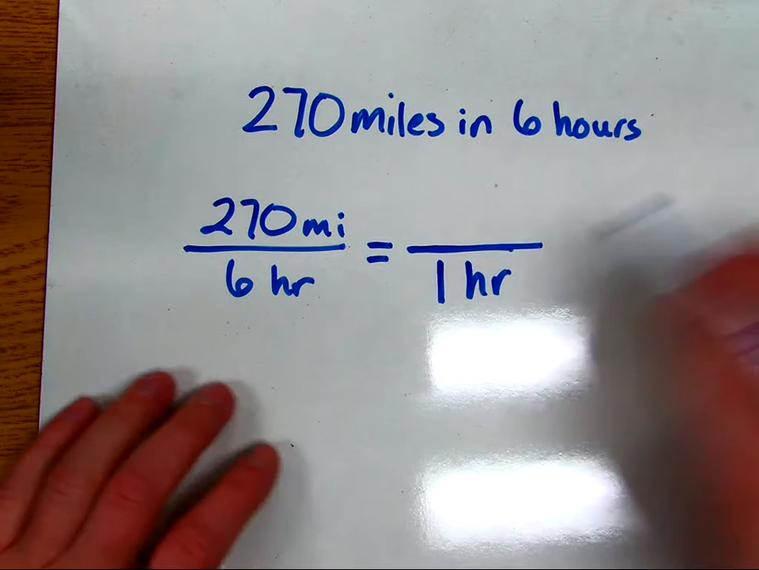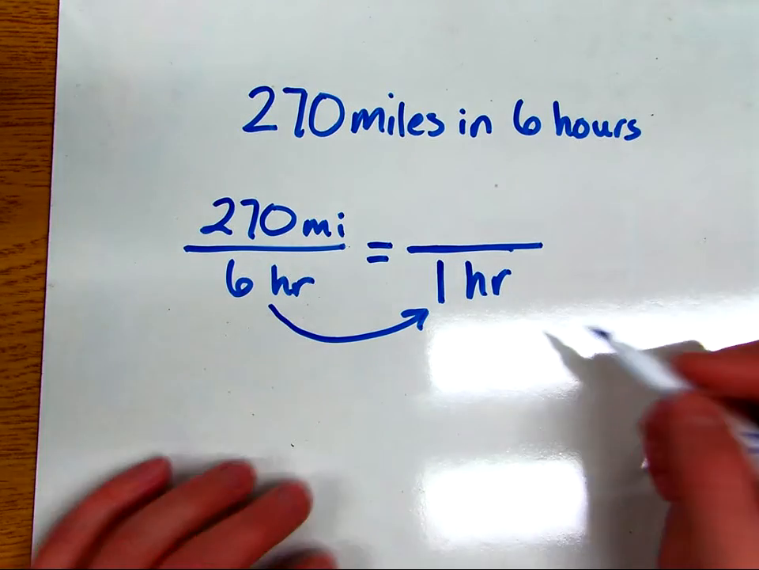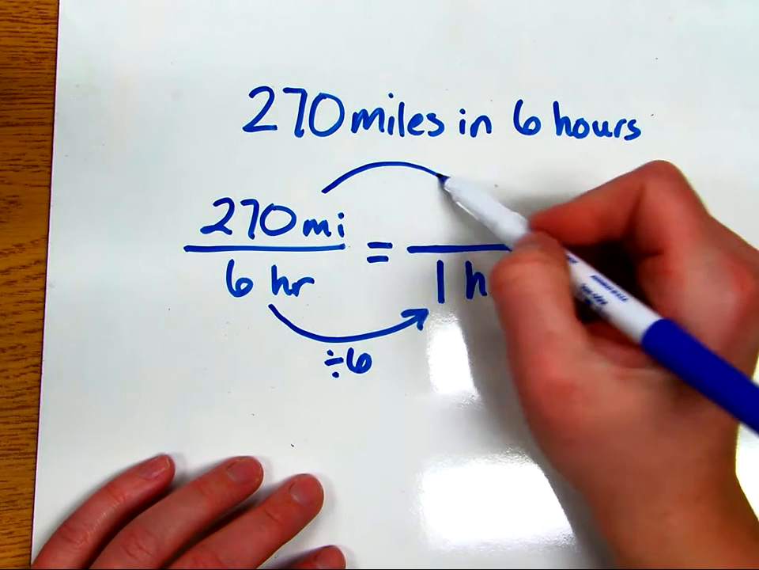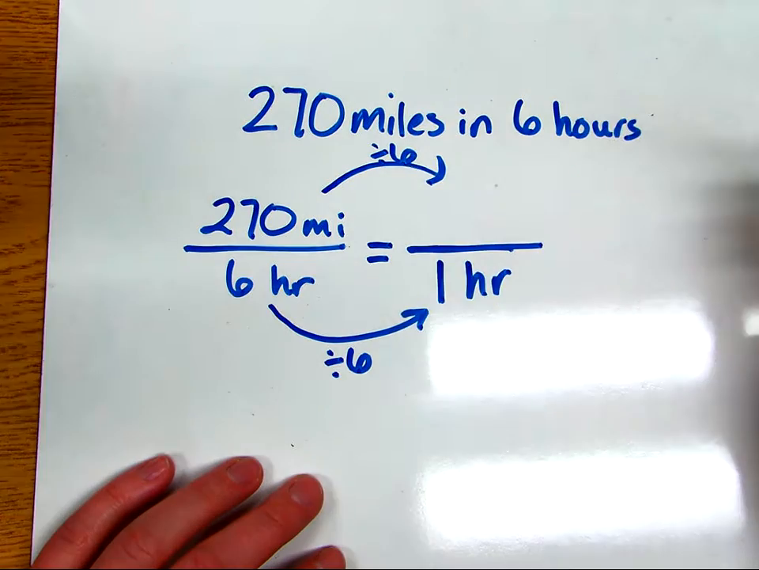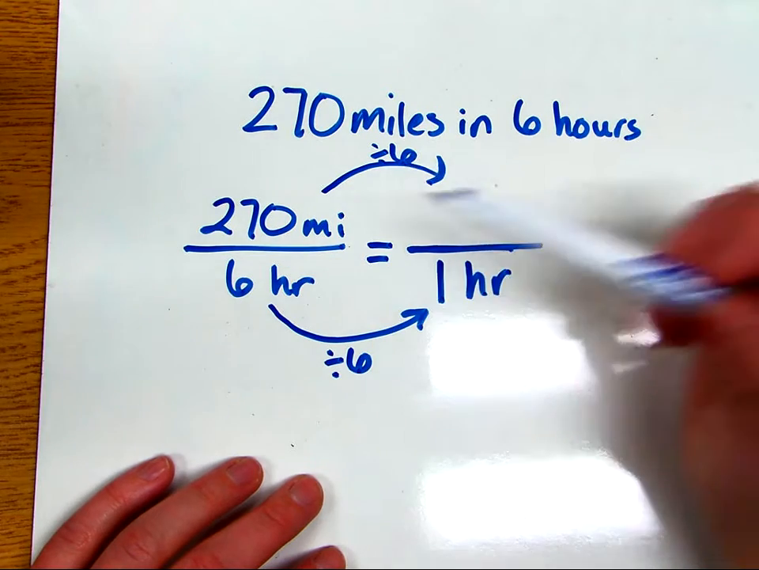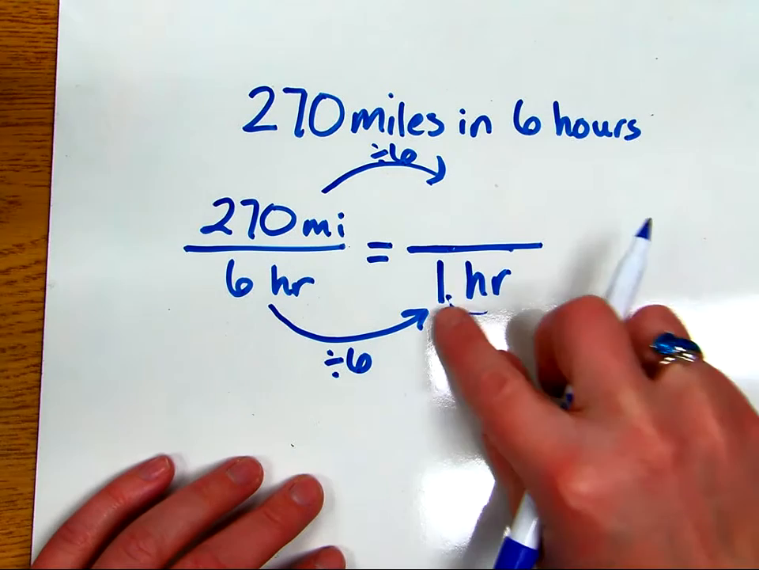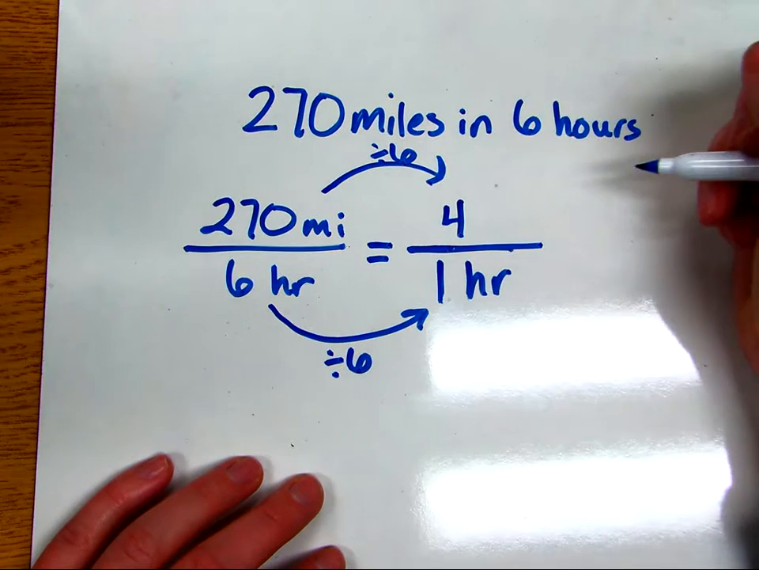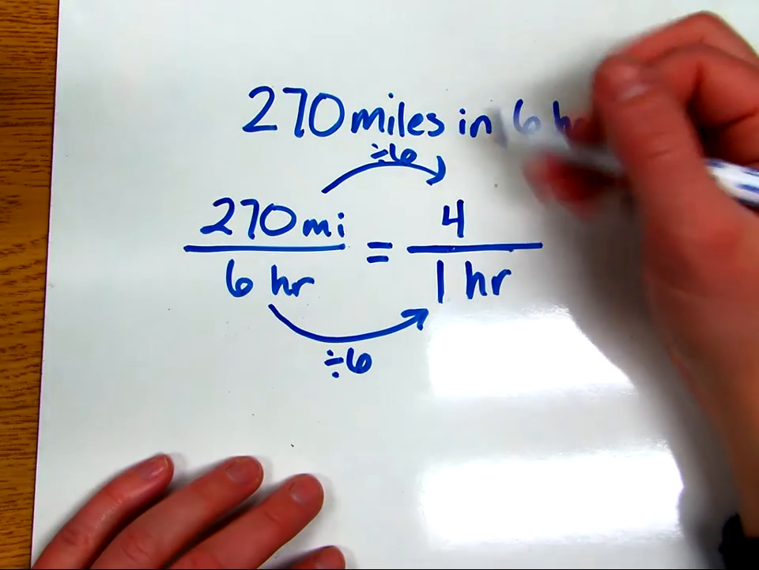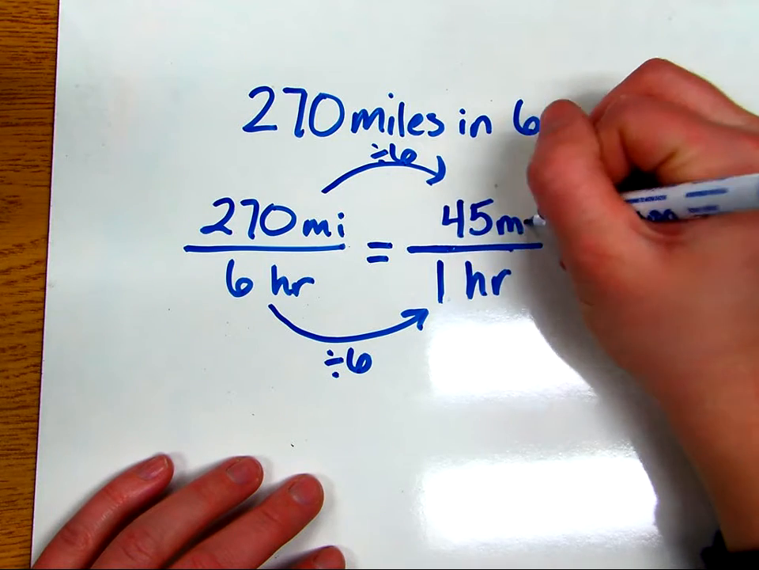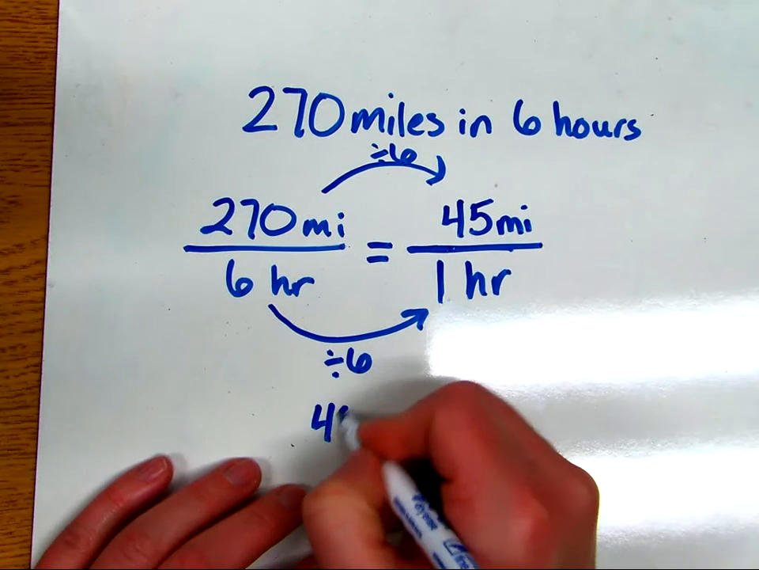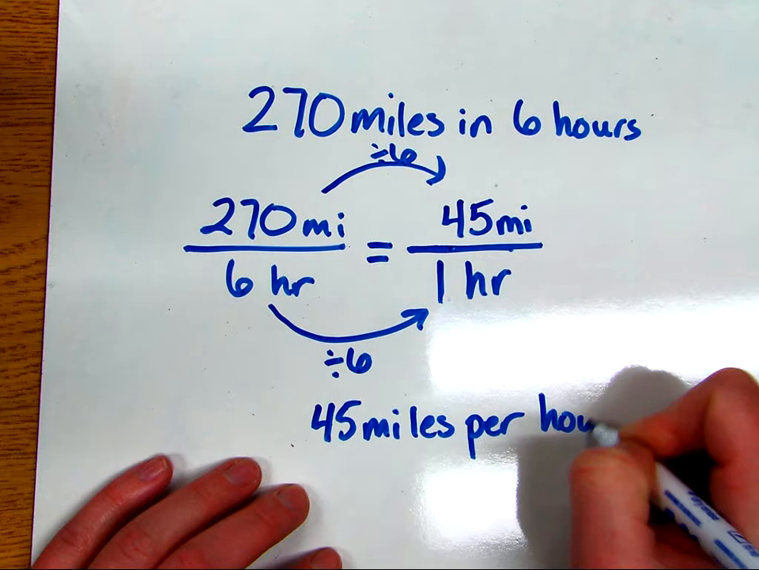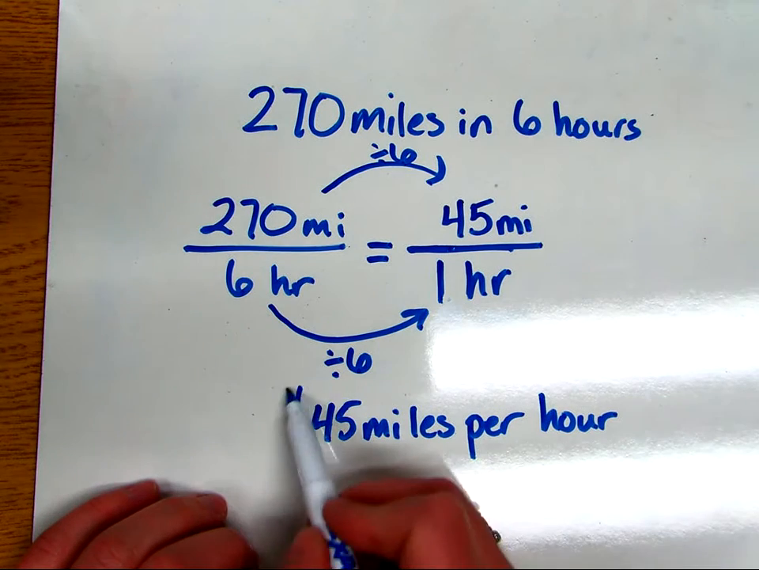So we just know we need to go from 6 hours to 1 hour. How do we do that? Well, let's divide by 6. 270 divided by 6 is going to be, well, I know 6 can go into 27 4 times. That'd be 240. I'd have 30 left over. 6 can go into 30 5 times. So final answer is 45 miles per hour, or in 1 hour, however you want to phrase that.